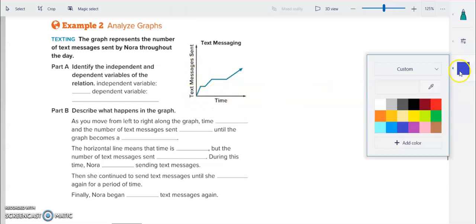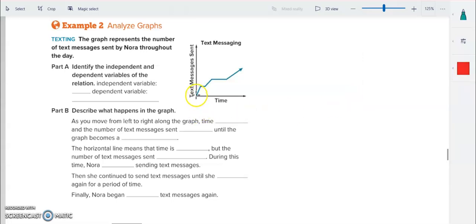Because this graph, let me change colors here, goes up, it increases. So the number of text messages sent increases until the graph becomes a horizontal line, or you could say a flat line. The horizontal line means that time is moving, time is going, but the number of text messages sent stops, right? It doesn't increase.